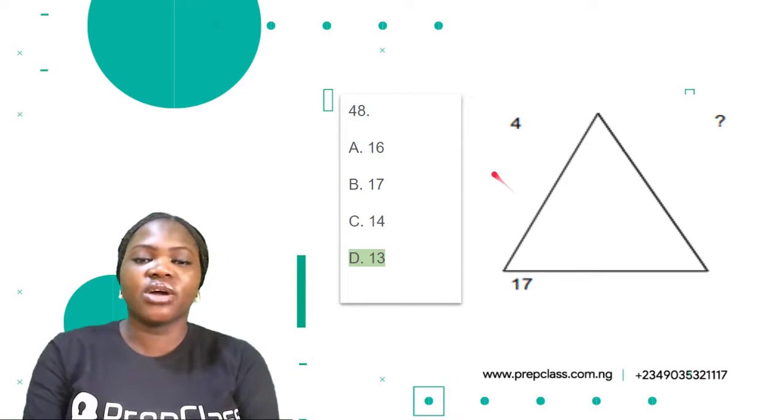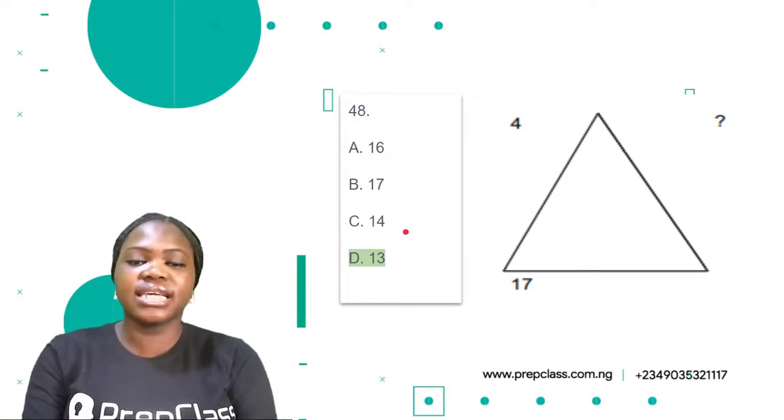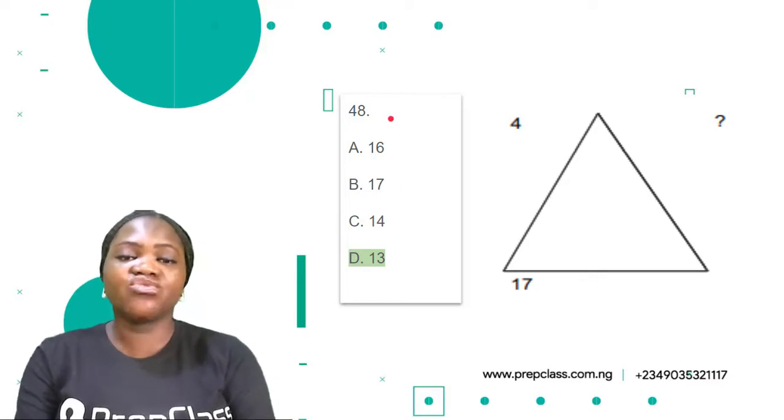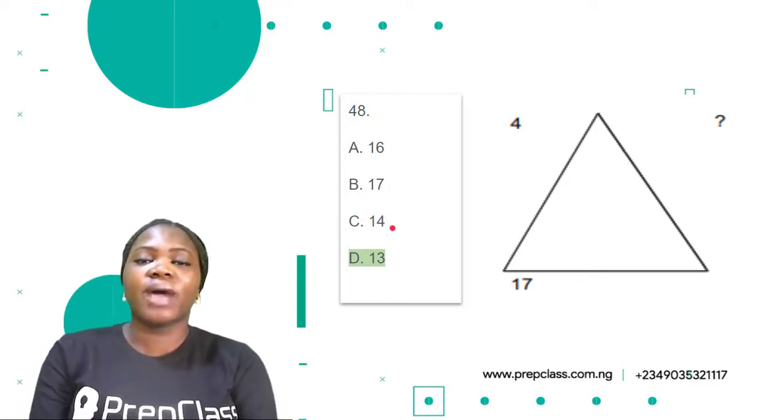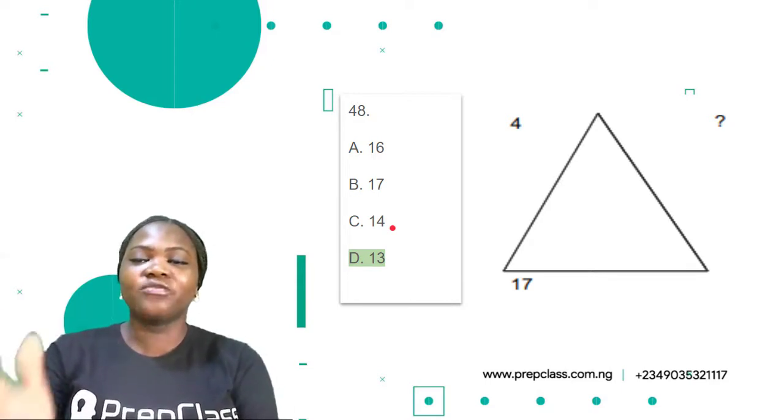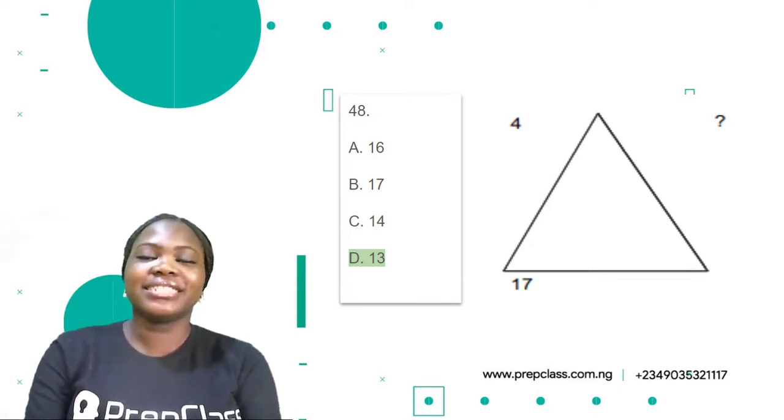Which of the options is correct? A is 16, B is 17, C is 14, D is 13. A is wrong, B is wrong, C is wrong, D is correct because our answer is 13. So 4 plus 13 equals 17.